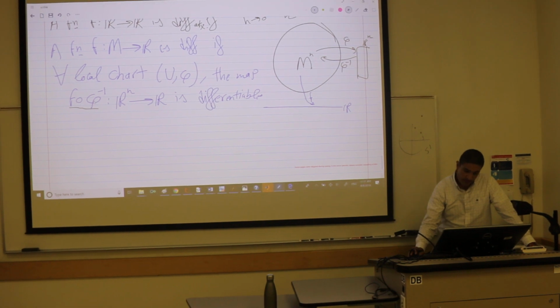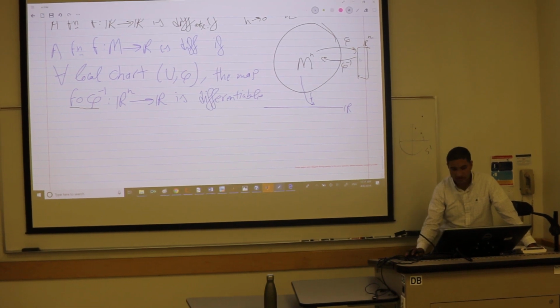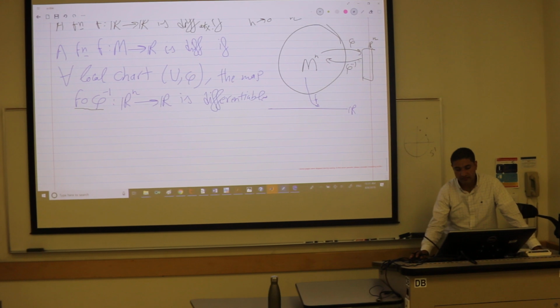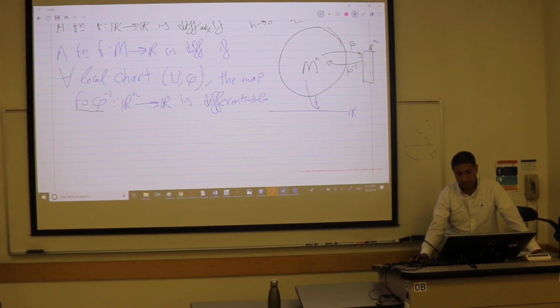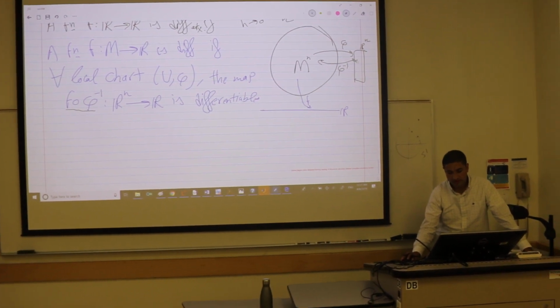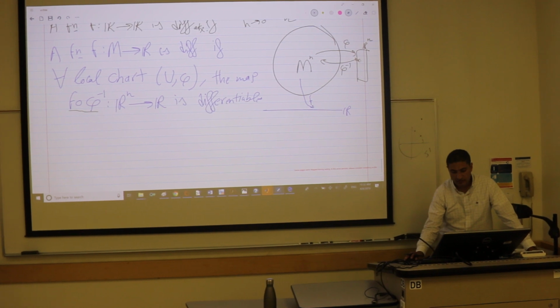is the input from the function. Very good, very good. So what's the output? Phi inverse. What's the input to phi inverse? Is the real numbers? Rn. Rn. Right. Very good. So this is the input to the entire thing.